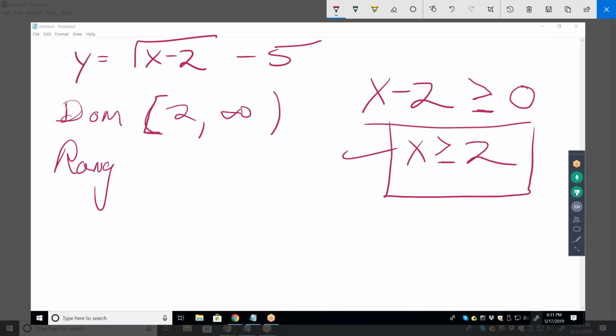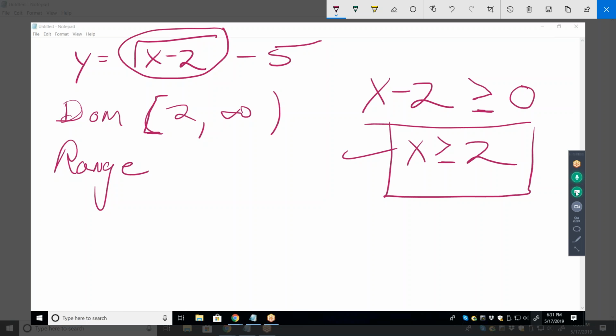Yeah. So the domain is relatively easy. We don't have to consider the -5 even. Only restriction on the domain is that radical sign. Okay? The range is something different. The range is actually quite a bit harder to solve. You have to do a little bit of out-of-the-box thinking.